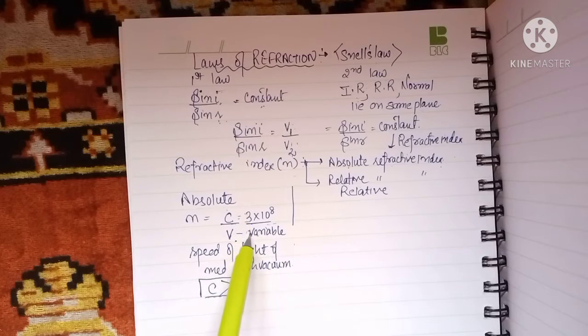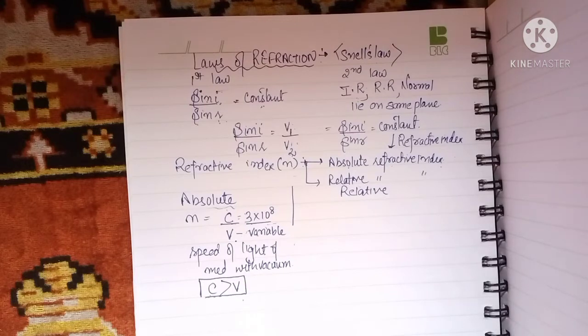So whenever you compare the speed of light in vacuum to the speed of light in any medium, that term is named the absolute refractive index, and in this case the speed of light in vacuum is going to be more than the speed of light in the medium. Obviously it is true, right?